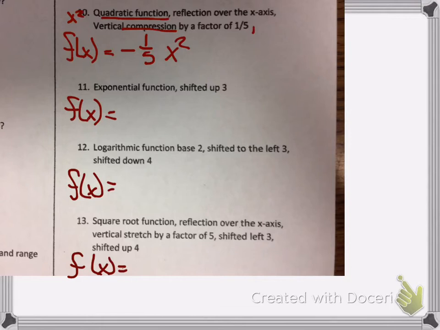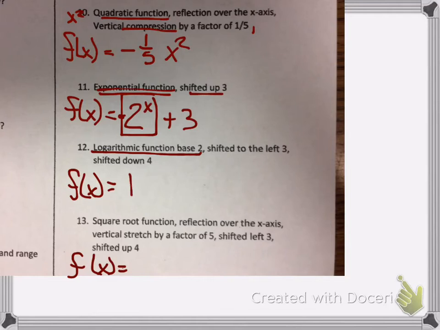See? Easy. Exponential function. Exponential functions are going to be 2 to the x. Shift up 3 means I'm going to put a plus 3 at the end, and I'm done. If I had said to the left or to the right, I would have been up here in the parentheses with that. And if I decided to do a vertical compression, it would go in front of this 2. This 2 makes up the exponential function.